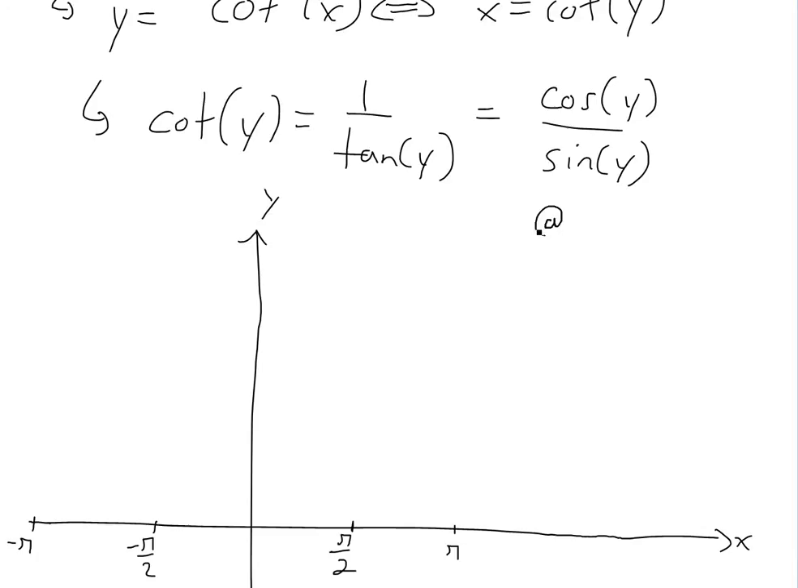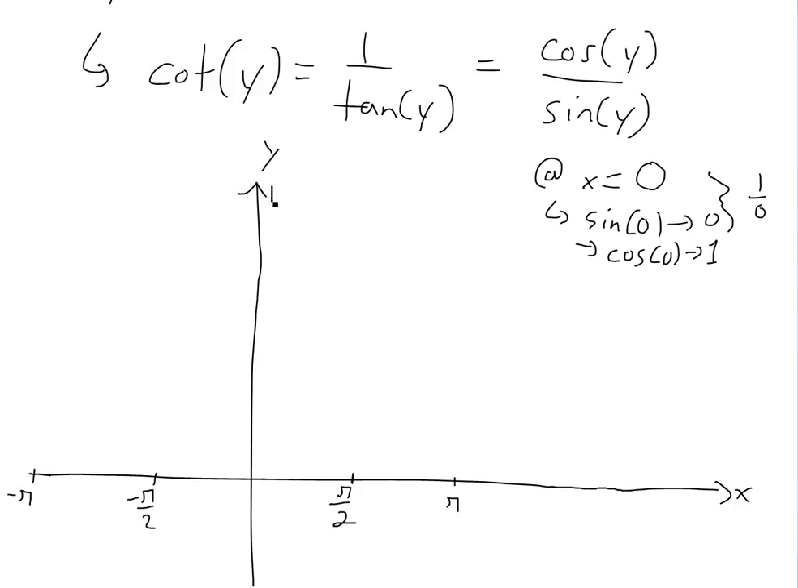So at x equal to 0, we know that sine of 0 is equal to 0, and cos of 0 is equal to 1. So you're going to have 1 divided by 0, so it goes to infinity, in the positive way.